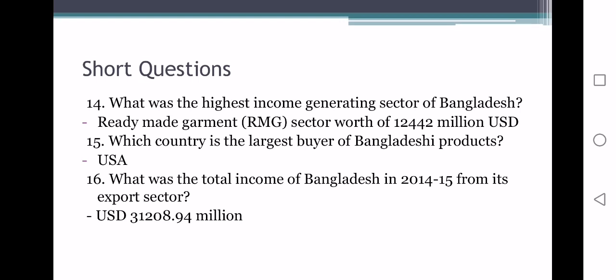12,442 million US dollars. Which country is the largest buyer of Bangladeshi products? USA, that is United States of America, is the largest buyer of Bangladeshi products. What was the total income of Bangladesh in 2014 and 15 from its export sector? And that answer is US dollar 31,208.94 million.